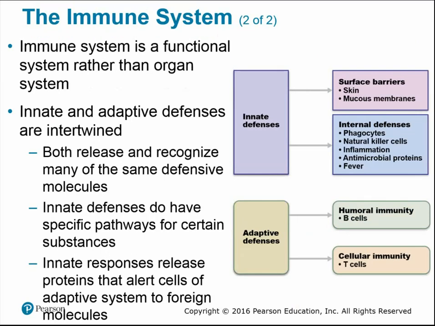When we look at the immune system as an organ system, it's really more like a functional system. There are not really organs per se that are only in this immune system. These innate and adaptive defenses are intertwined. They release and recognize a lot of the same molecules and chemicals, and the innate defenses are able to alert and notify the adaptive branch of any potential infections.